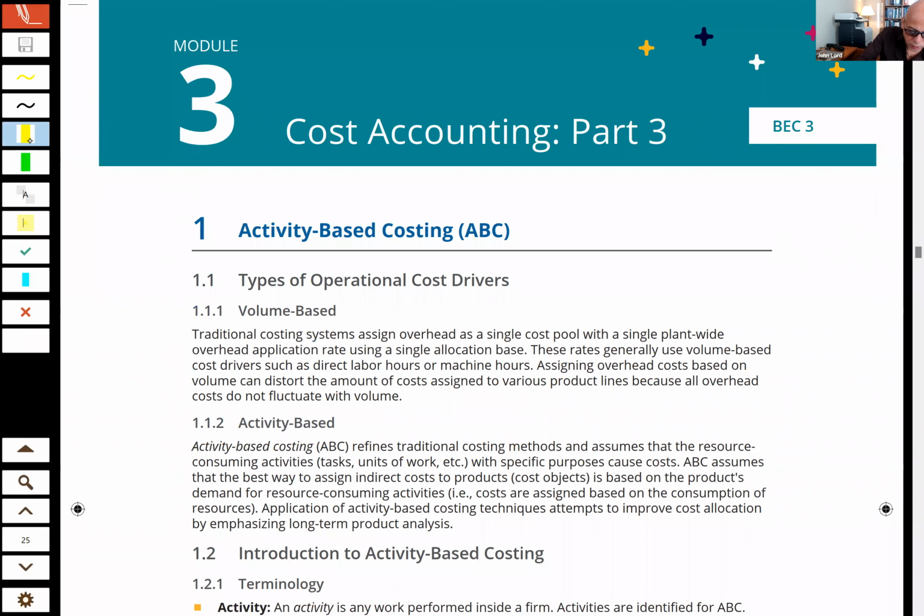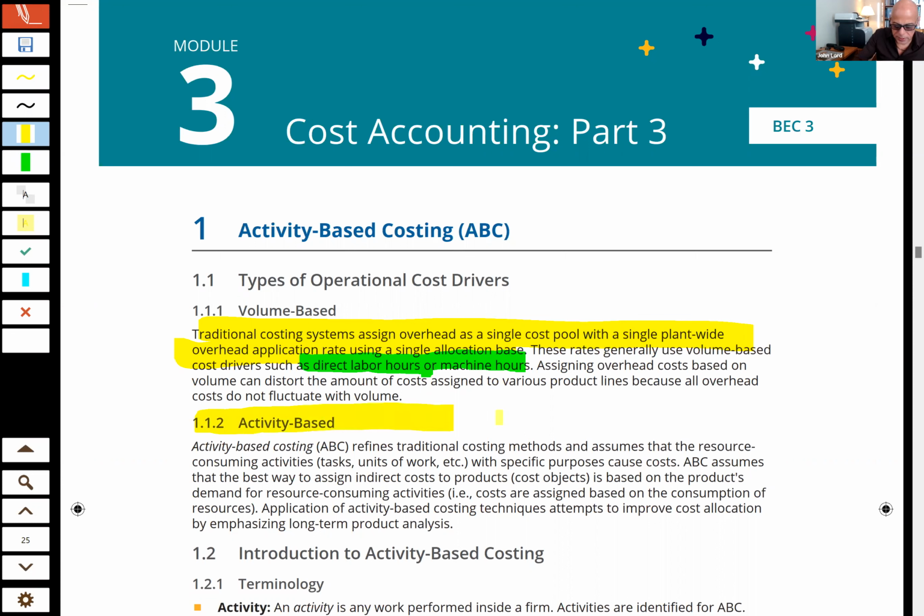In a traditional costing system, we have a single pool with a single plant-wide overhead application rate, and we use that single rate to apply our overhead to our various jobs. The common driver you see used quite a bit, particularly in textbooks but also probably in practice, is direct labor hours or machine hours. There's no standard as to what the overhead driver needs to be, but it is traditional. We just have one driver, one pool.